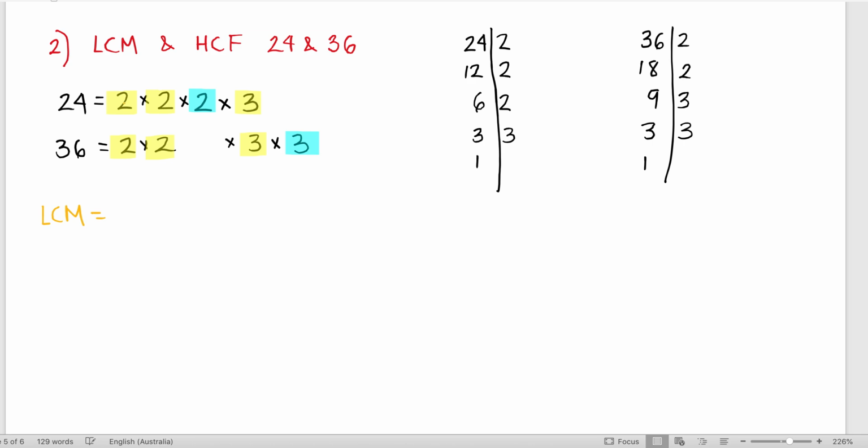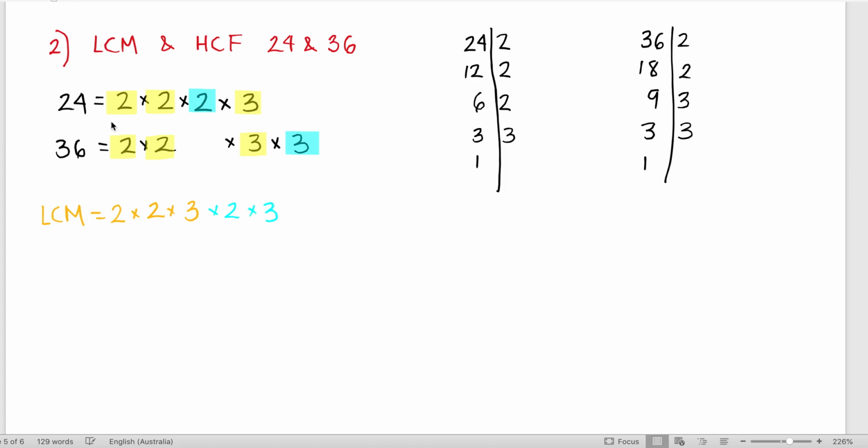We have to write the commons only once and the not commons as well. Okay? So commons only once, so I'm going to write these 2 ones times 2 ones times 3. And then I'm going to multiply by 2 and by 3 that are the ones that are not common.